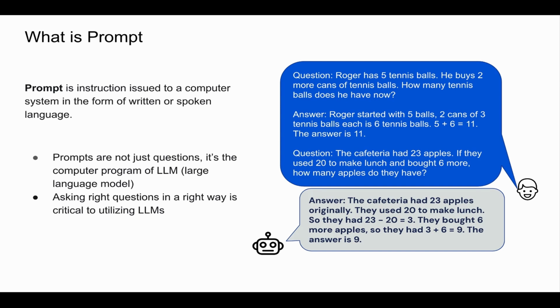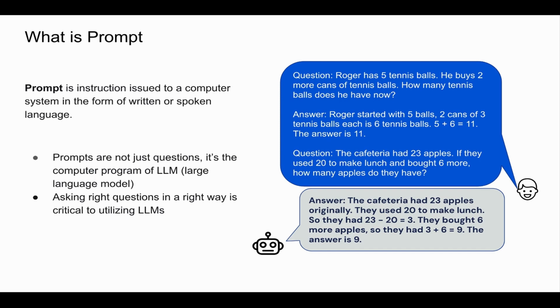As you can see, in order to get the right answer to a mathematical question, I'm not simply asking the question. I actually do more than that. I gave an example, and I broke it down into different steps in order to get the correct answer. I'm going to explain more about why I'm doing it later.